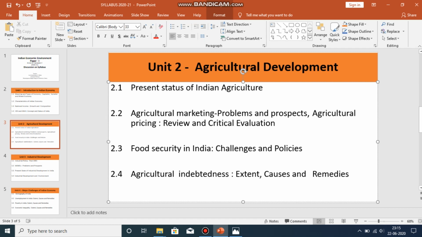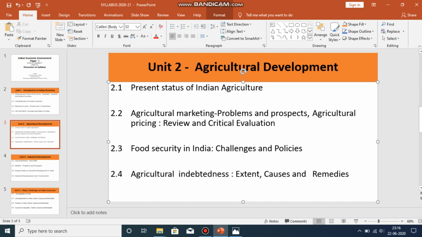And at last, the fourth point of the second unit on agricultural development is agricultural indebtedness: extent, causes and remedies. Agricultural indebtedness means what proportion of farmers depend upon agricultural loans, and from what sources they are getting these loans. What sources means whether they are getting these loans from the organized sector or they depend upon the unorganized sector to meet their demands.